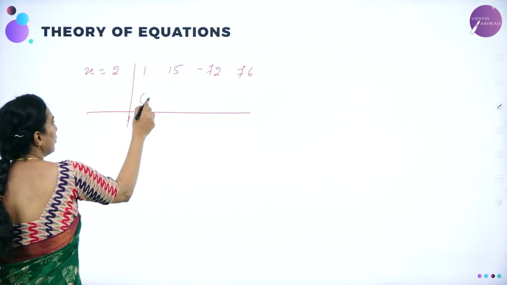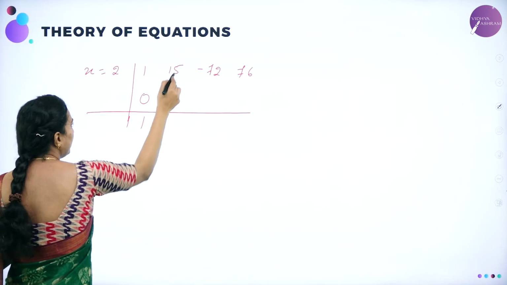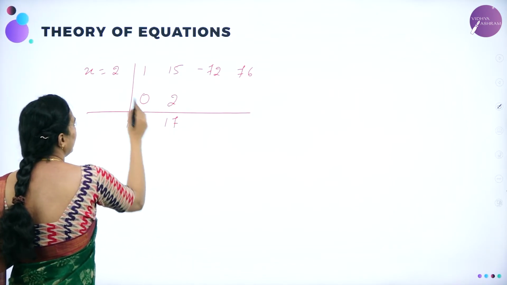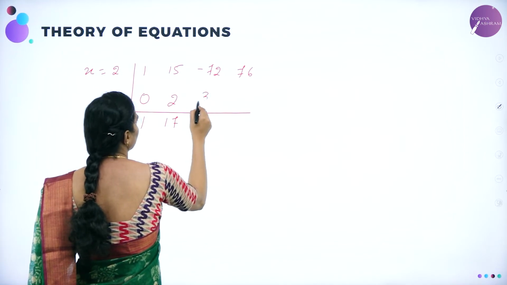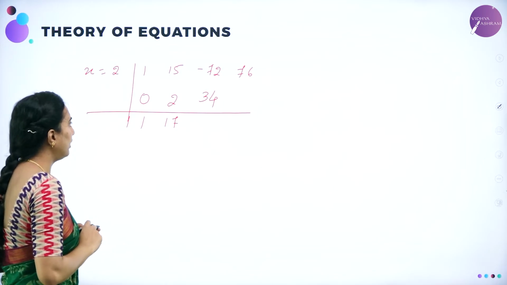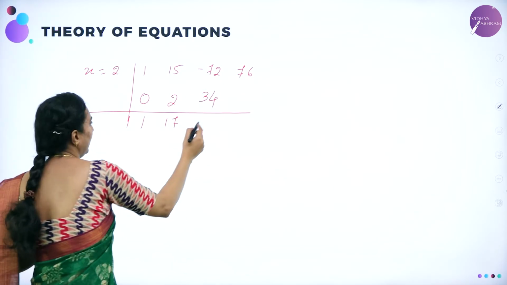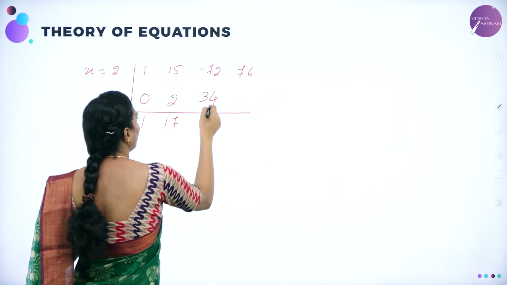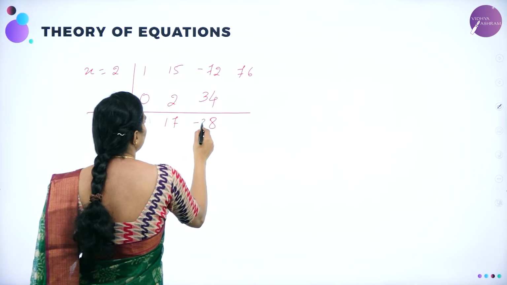Now putting 0 first term, 1 plus 0 is 1, 2 ones are 2, 15 plus 2 is 17. Now 17 twos are 34. Now again, minus 72 plus 34 gives you the value. So here 12, you are going to have a carry over, which is 8, and then 12 is a carry over. 12 minus 4 is 8, 6 is remaining, 6 minus 3 is minus 38.